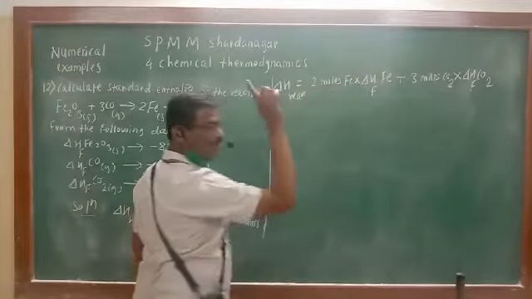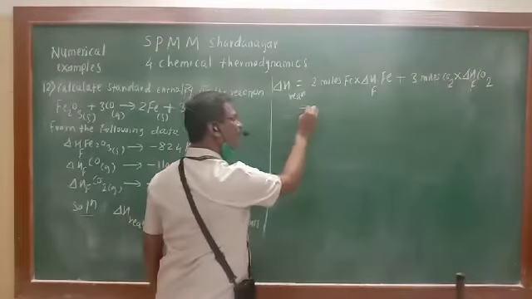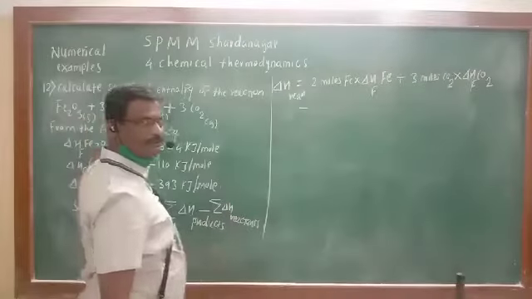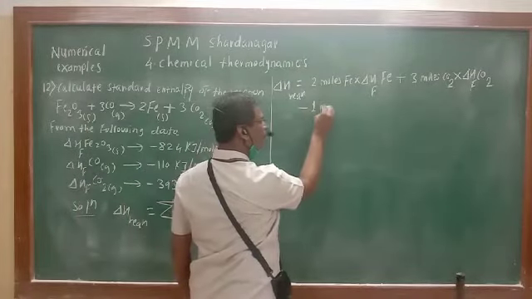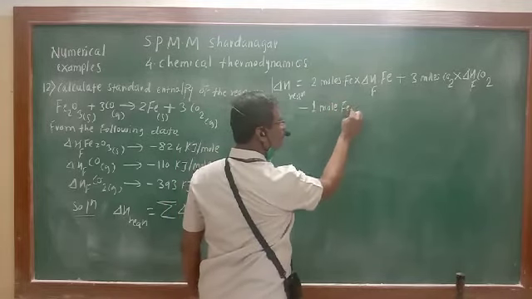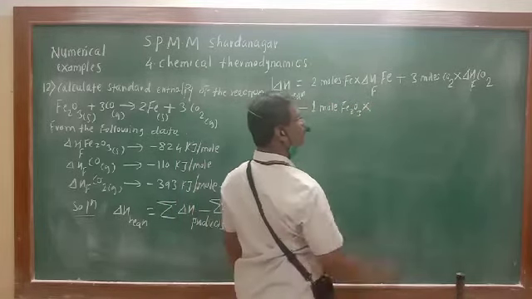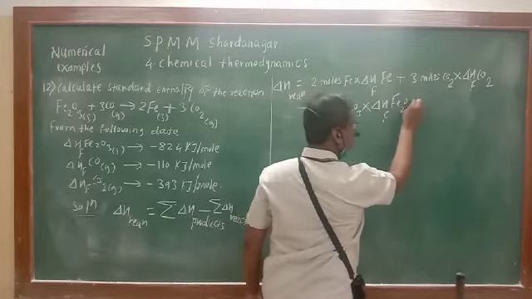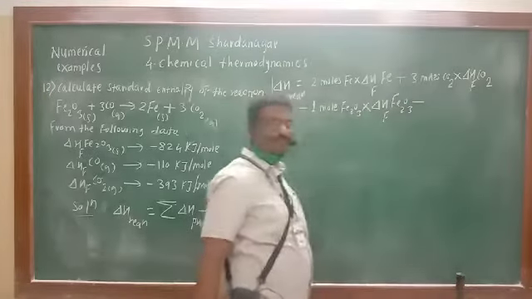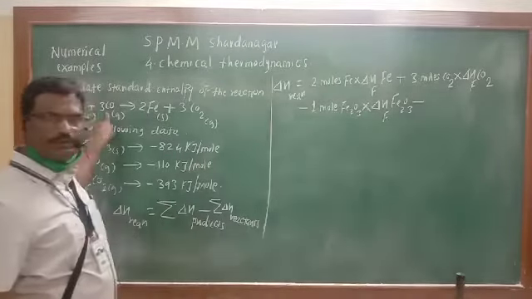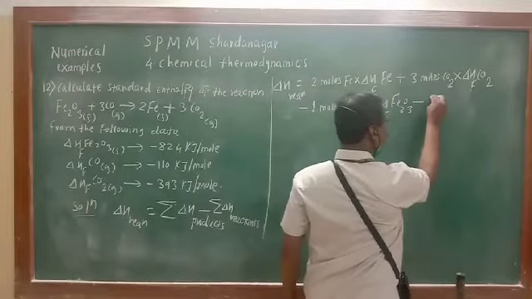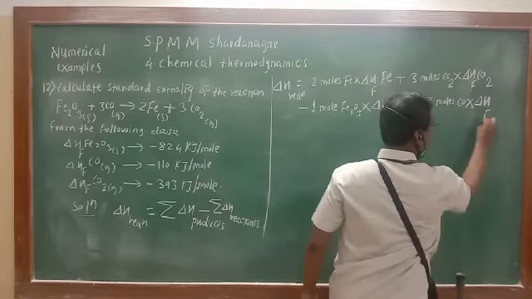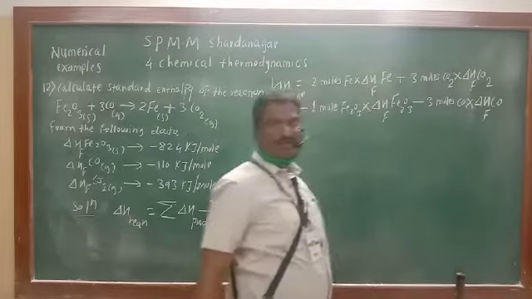So this is about the enthalpy of products minus enthalpy of reactants. There are 2 reactants, Fe2O3. How many moles? Only 1 mole. 1 mole of Fe2O3 into enthalpy of formation of Fe2O3, minus second one, 3 moles of CO. 3 moles of CO multiplied by enthalpy of formation of carbon monoxide.